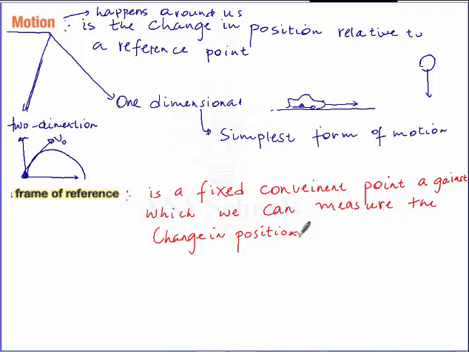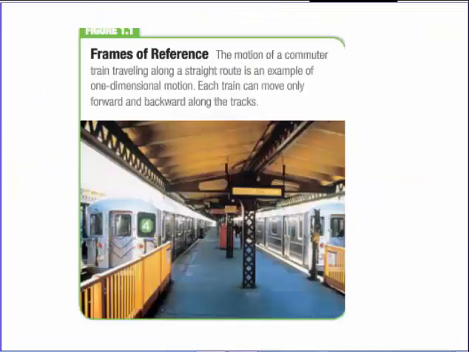So a reference point or frame of reference is a convenient, fixed point against which we can measure the change in position, or we can measure the displacement of an object. Let's see an example of one-dimensional motion in terms of a frame of reference.